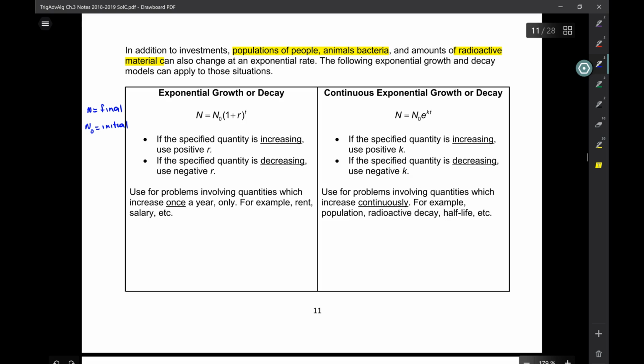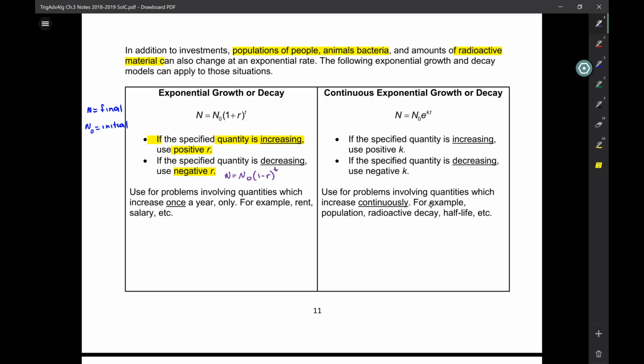R is the rate again in decimals. T is the time. Now, if the quantity is increasing, we use positive R. If the quantity is decreasing, we use negative R. That means if the population is increasing, we use the formula as you see it here. If the population is decreasing, then you just do N equals N naught (1 minus R) to the power of T. Does that mean you're going to memorize two different formulas? No, just know that increasing is plus R, decreasing is minus R.